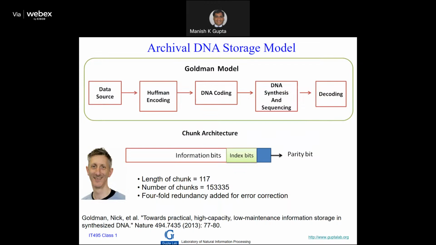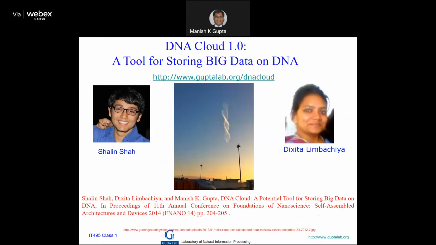Okay, so these two, you can see that Huffman coding is used for data compression there, right? Those kind of things are there, right? So in this paper, when we realized that the chunk architecture is fixed, it was creating a problem. So we need to vary it. And that was done by Shalin Shah. And Dikshita was my PhD student. So this tool is still available, you can use it. Storing big data on DNA.